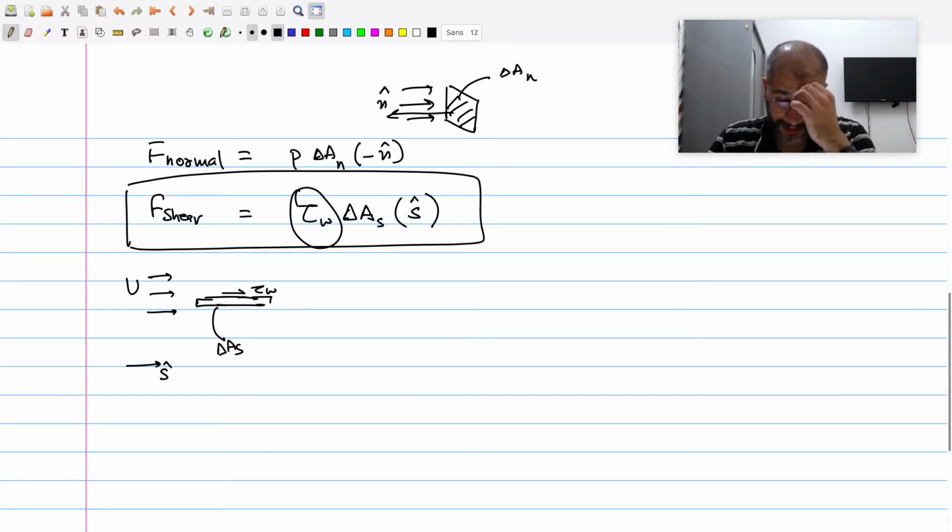I'm sorry, I made a mistake. I mean normal and shear both will act on the surface in the direction of the flow. In this case the normal force is also acting to the right, and the shear force is also acting to the right. The only difference is that the surface orientation is different. In the normal case, the surface is oriented so that the direction is opposite to the normal, and in this case, the direction is 90 degrees to the normal. It's a shear stress.